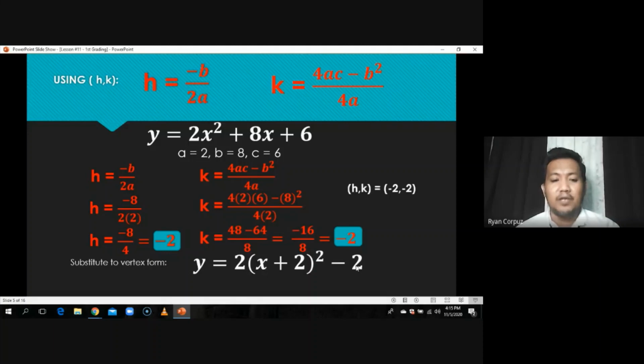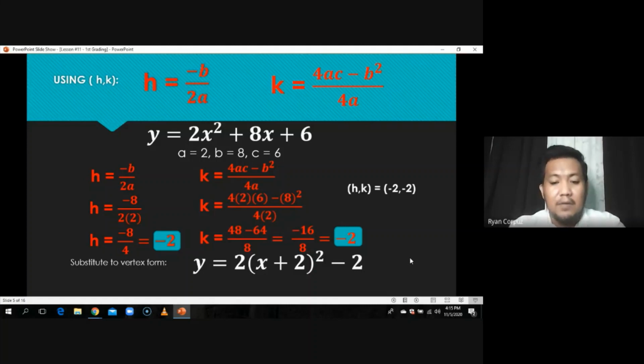So ang vertex form natin ay y is equal to 2 times the quantity x plus 2 squared minus 2. Ibig sabihin, kapag plus dito, ang h niya ay negative. Kapag minus dito, ang h niya ay positive. But when it comes to k, nothing happens to its sign because same sign lang ng k yung nilalagay natin dito. So when we write it, substitute lang natin yon, we come up with this vertex form.